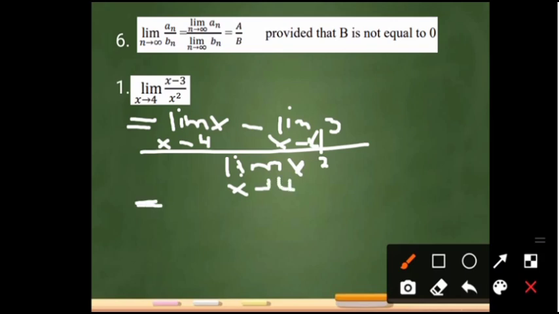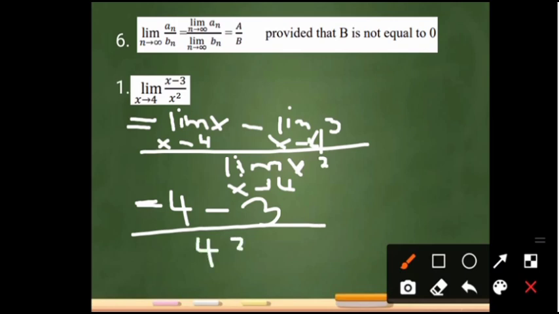So limit x, substitute the value of x, which is 4, so we have 4. And limit 3 is a constant, so 3. Over limit x squared, let's substitute the x value, which is 4. 4 minus 3 is 1, over 4 squared, which equals 16. So 1 over 16 is our answer.